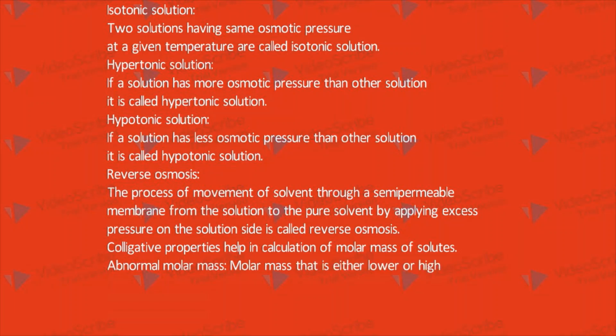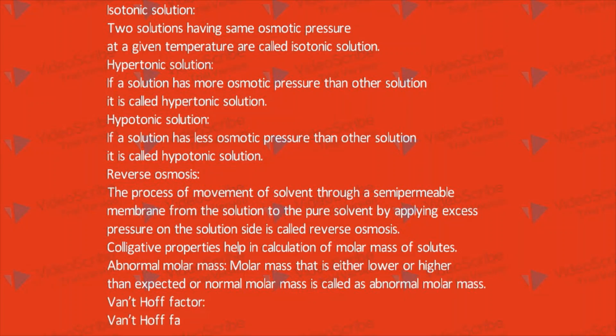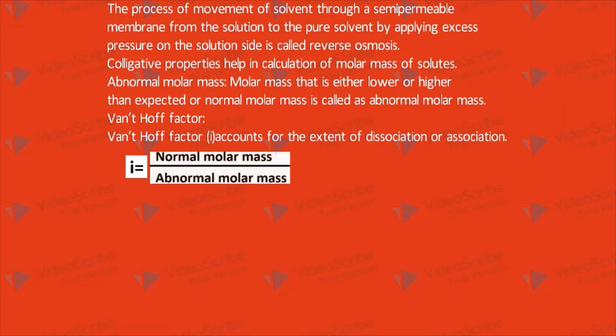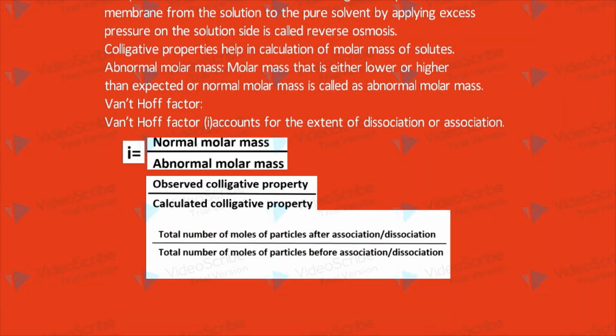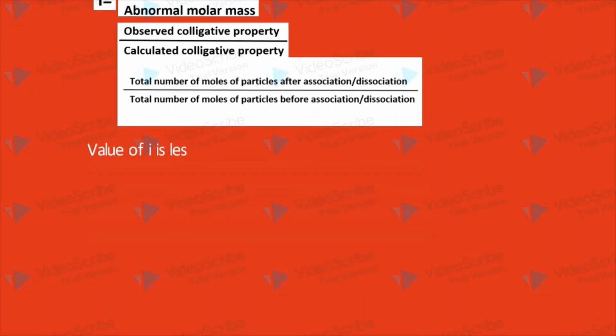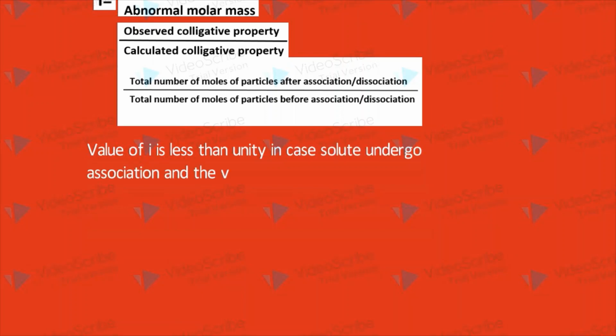Abnormal molar mass. Molar mass that is either lower or higher than the expected or normal molar mass is called abnormal molar mass. Van't Hoff factor i accounts for the extent of dissociation or association. i equals normal molar mass divided by abnormal molar mass, or observed colligative property divided by calculated colligative property, or total number of moles of particles after association or dissociation divided by total number of moles of particles before association or dissociation.